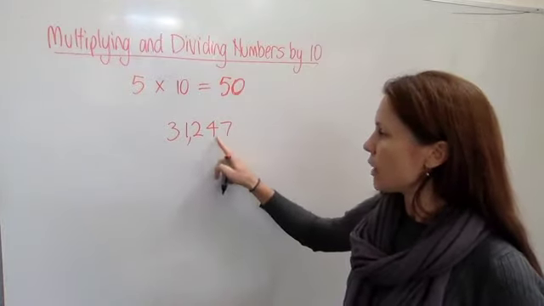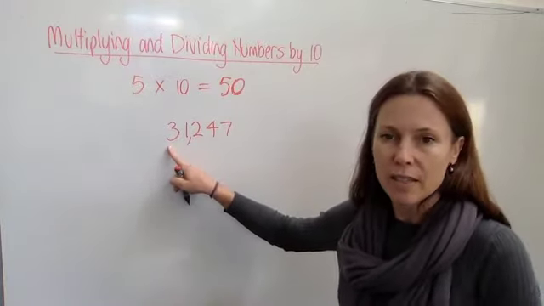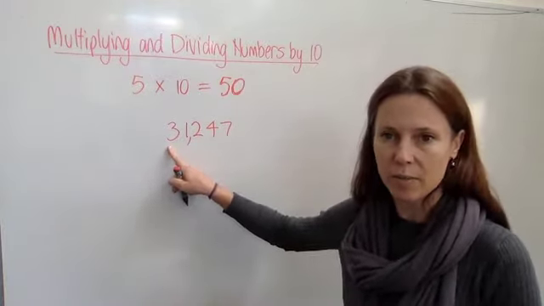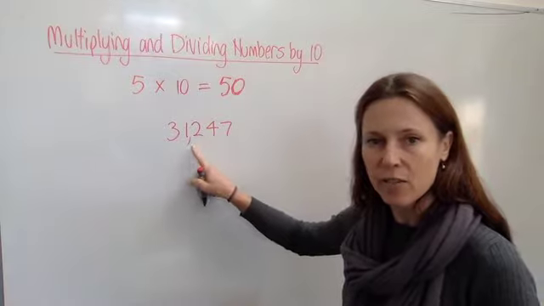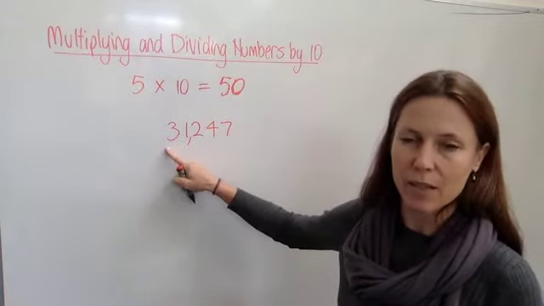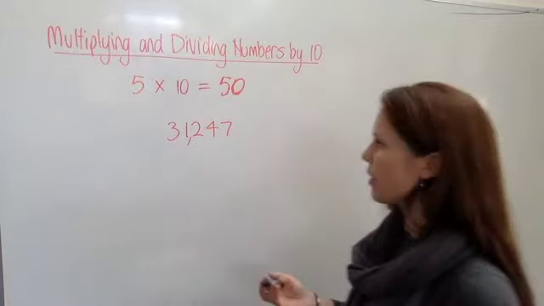Now, every column as you move towards the left is 10 times the size. There are 10 ones in 10. There are 10 tens in 100. There are 10 hundreds in 1,000. There are 10 thousands in 10,000, and so on forever that way.